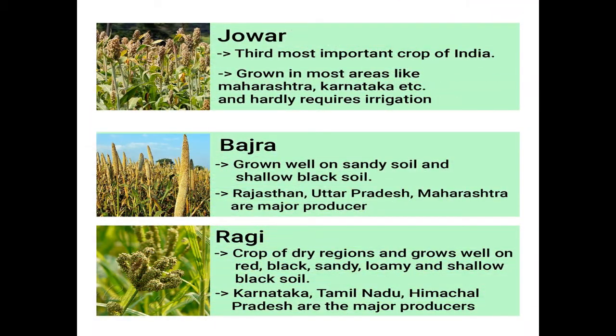Millets. Millets include jawar, bajra and ragi. Jawar is the third most important crop of India, grown in most areas like Maharashtra, Karnataka, etc. and hardly requires irrigation. Bajra, grown well on sandy soil and shallow black soil. Rajasthan, Uttar Pradesh, Maharashtra are major producer of bajra. Ragi is the crop of dry region and grow well on red, black, sandy, loamy and shallow black soil. Karnataka, Tamil Nadu, Himachal Pradesh are the major producer of ragi.